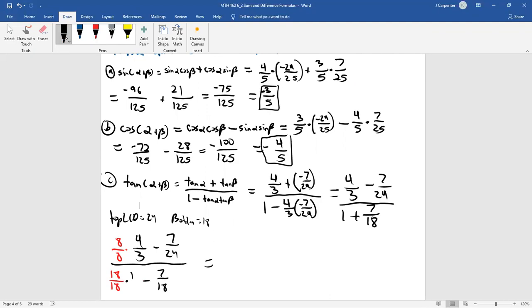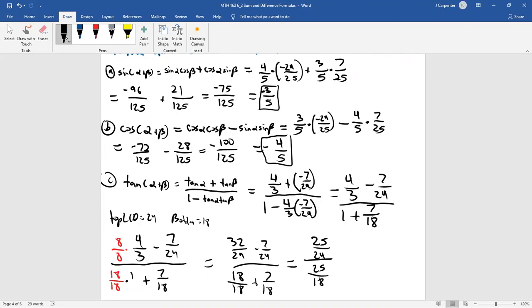So 8 times 4 is 32. So you get 32 over 24 minus 7 over 24. Then all over 18 plus, so 18 over 18 plus 7 over 18. 32 minus 7 in the top fraction parts is going to be 25, so that's 25 over 24. And then that's going to be all over, the 18 plus the 7 is a 25 over 18.